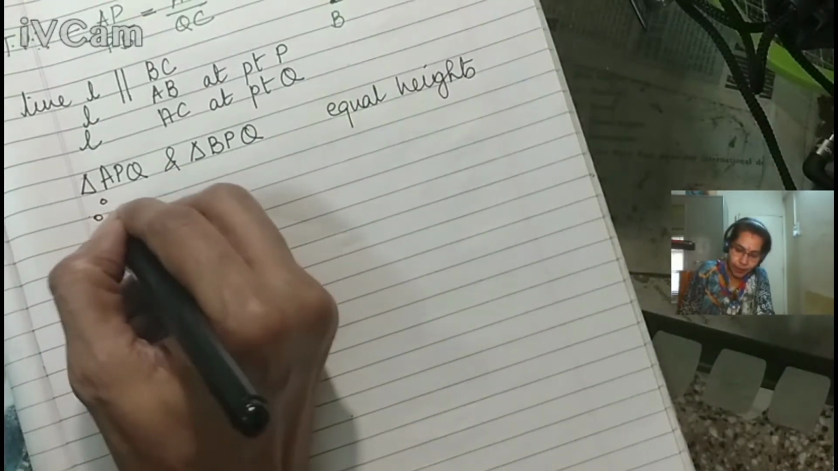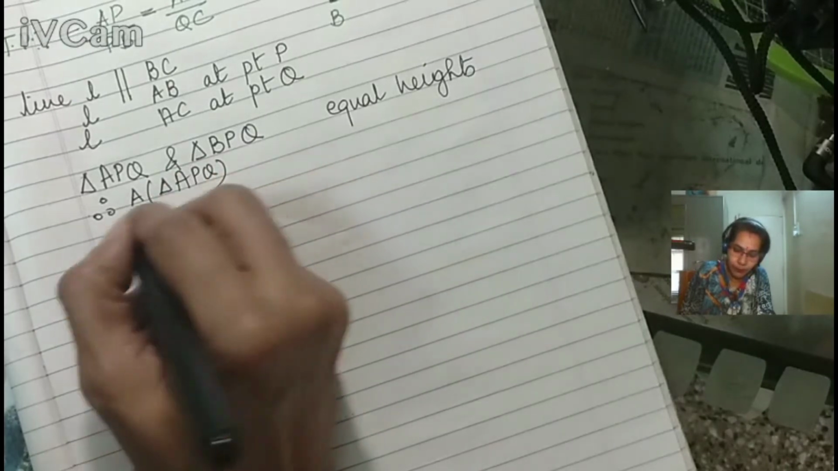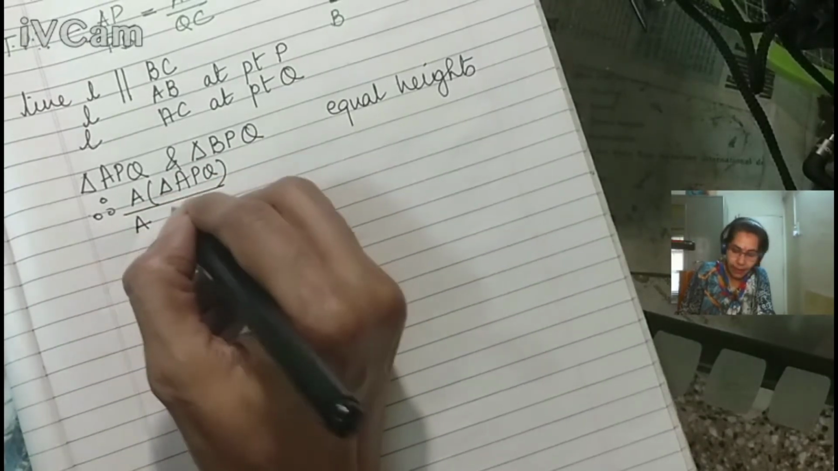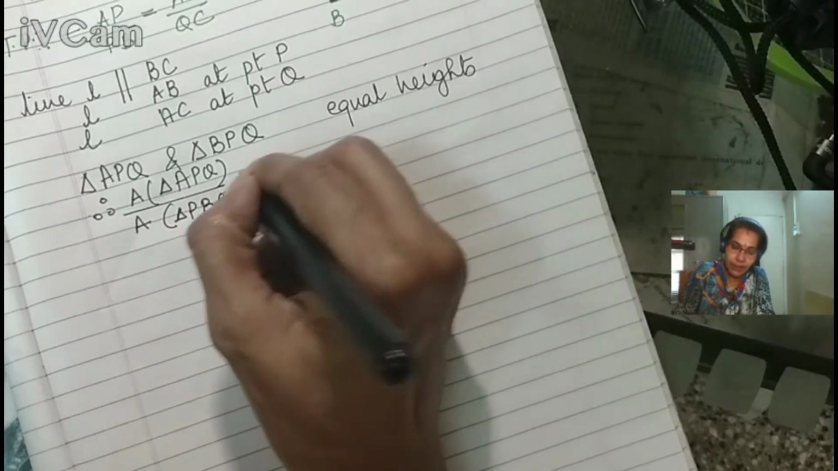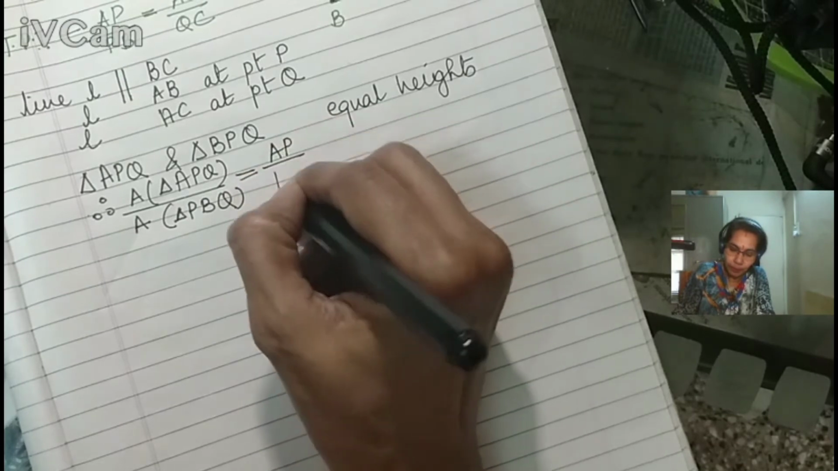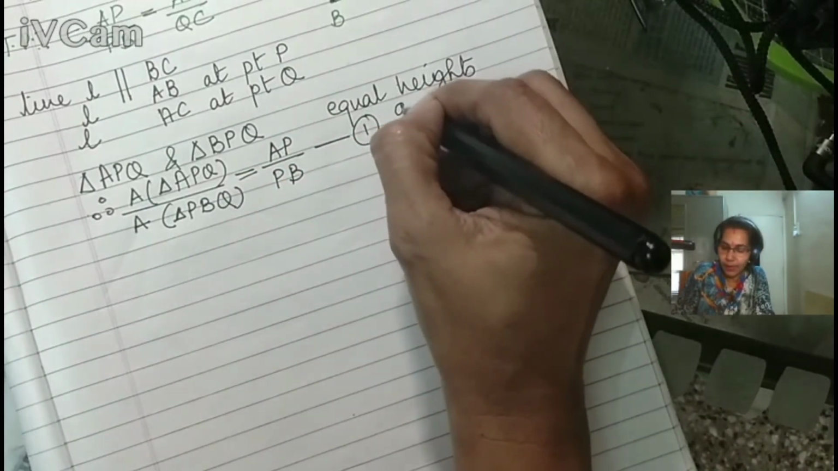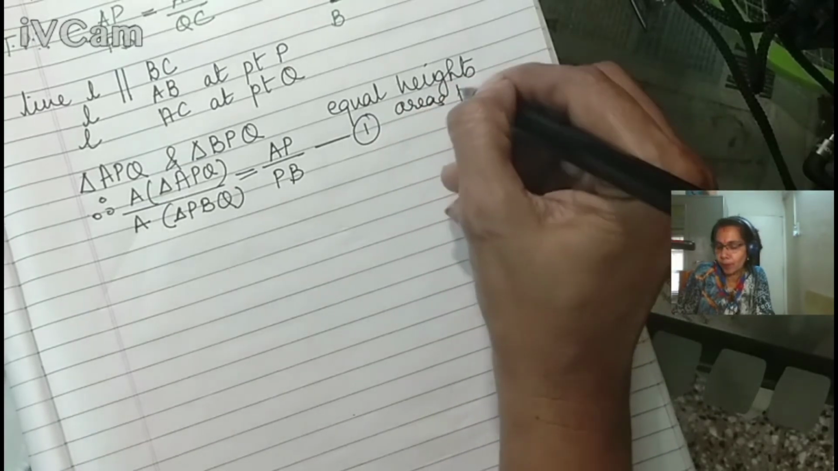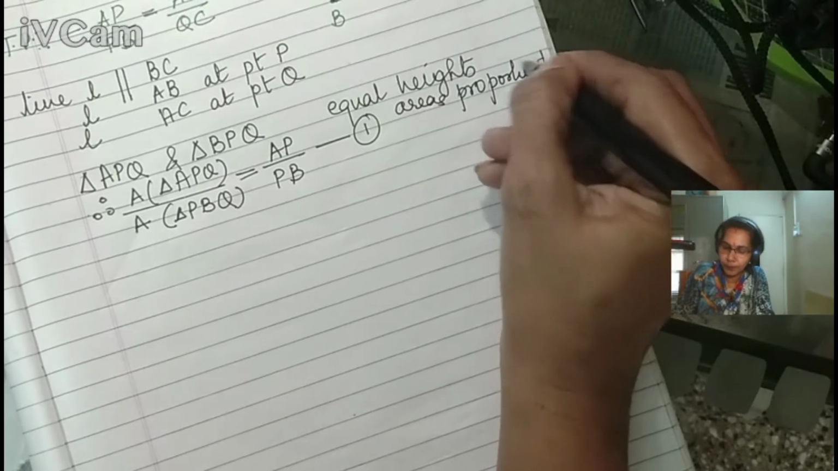Therefore, area of triangle APQ upon area of triangle PBQ is equal to AP upon PB. Statement number 1. Areas are proportionate to the bases.